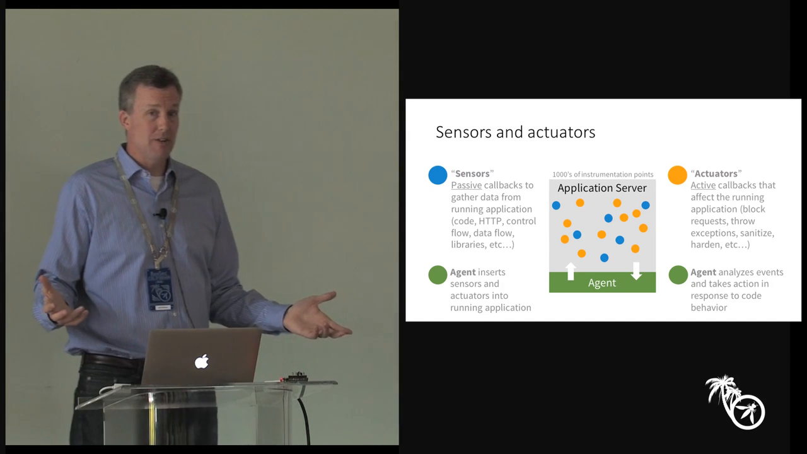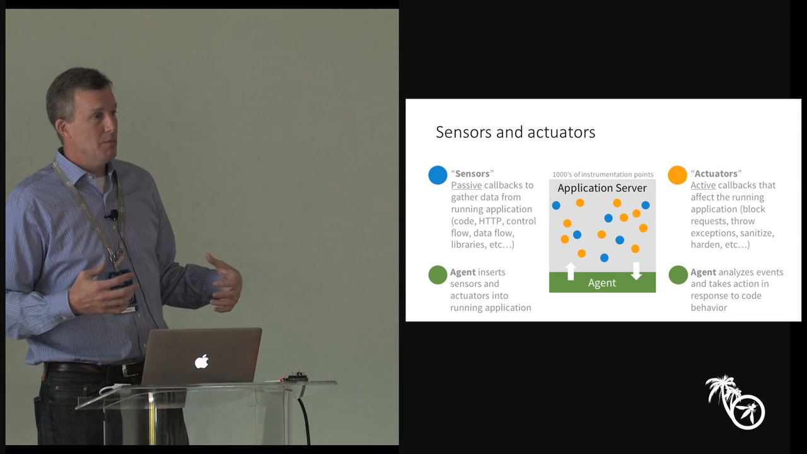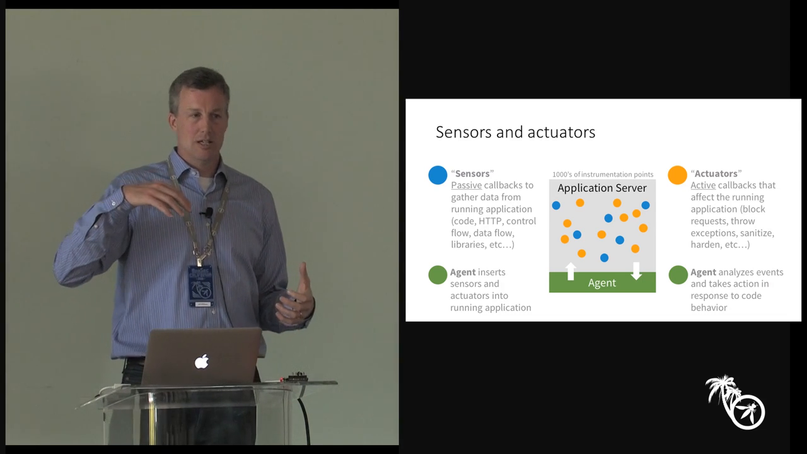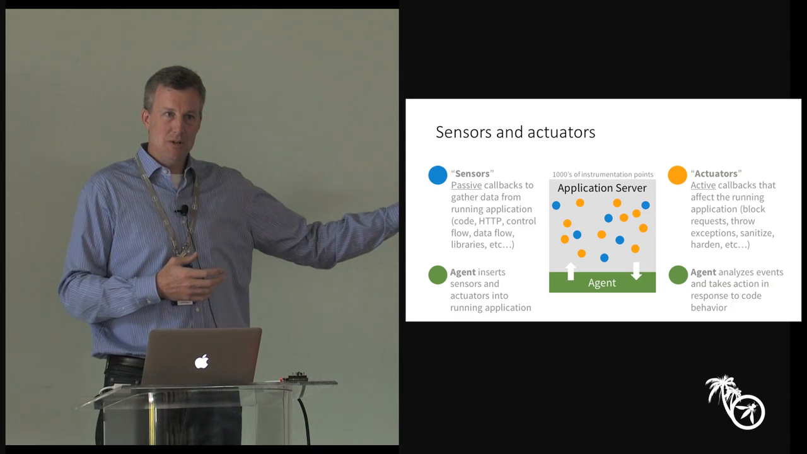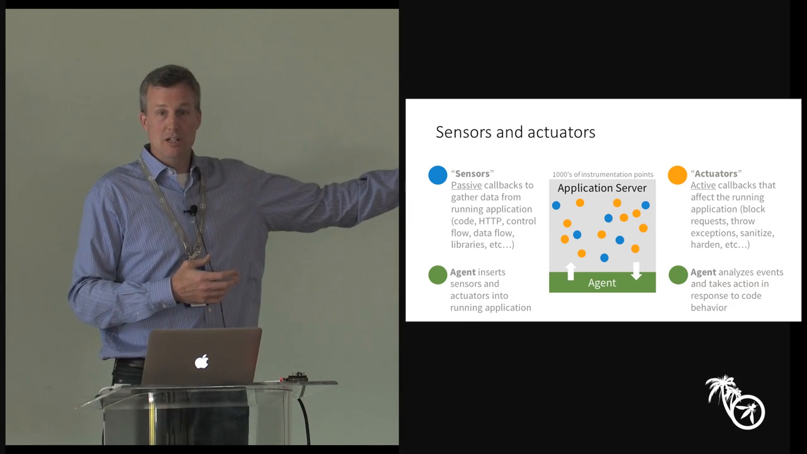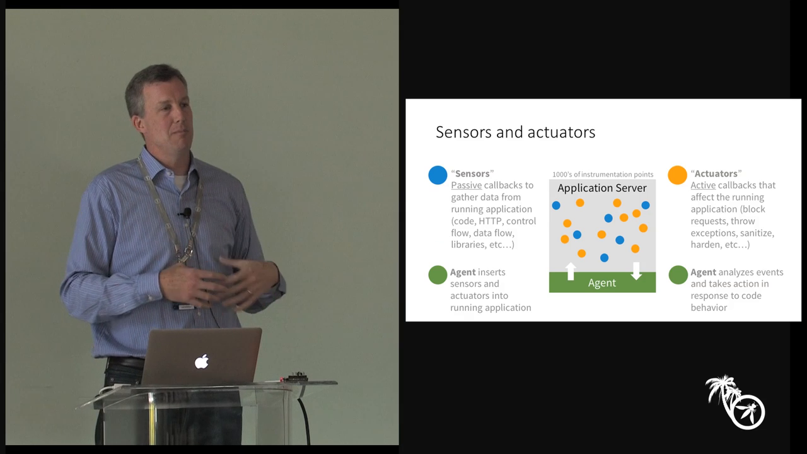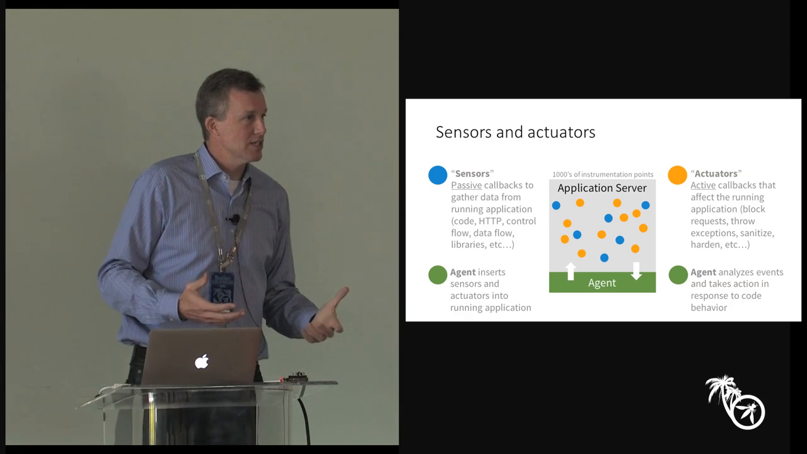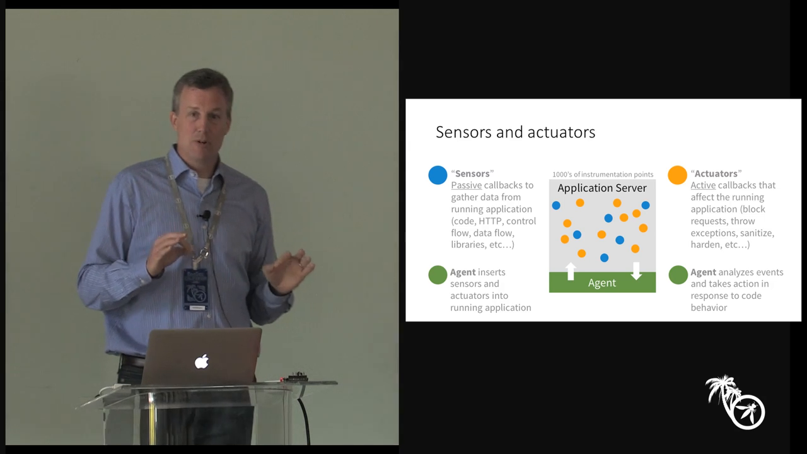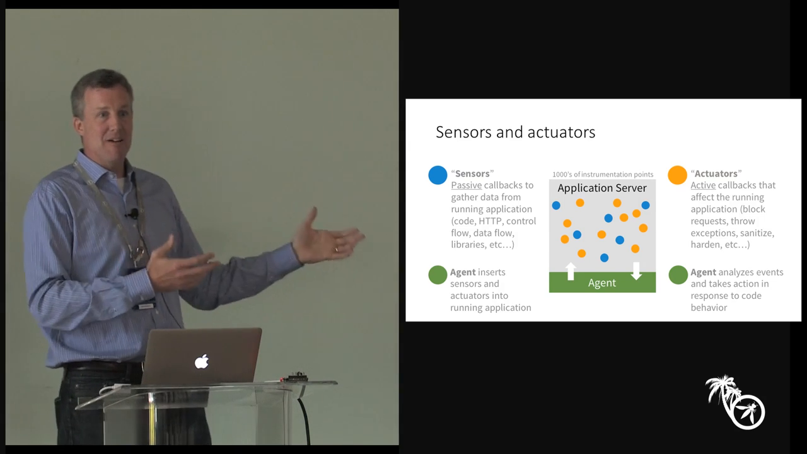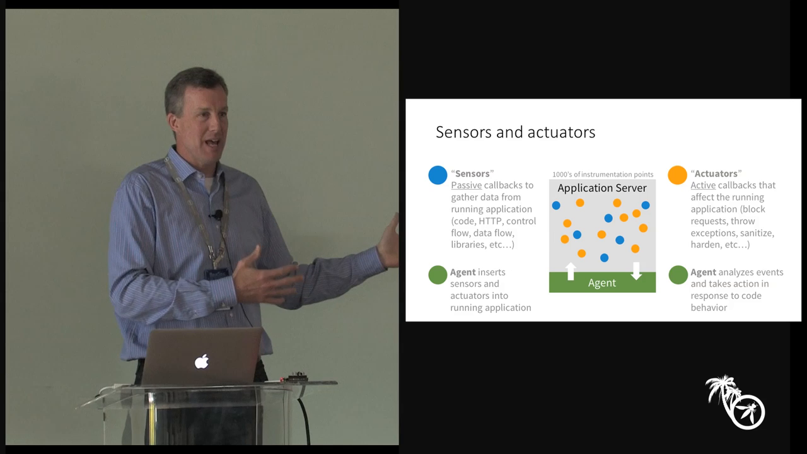You might want to gather data from the HTTP request. You might want to gather data from the configuration files. Anything that the application has access to, instrumentation can put a sensor on it and gather that and make it part of your security analysis. This is what I mean by context. If you want to identify vulnerabilities and attacks accurately, you've got to have that context from the running application.